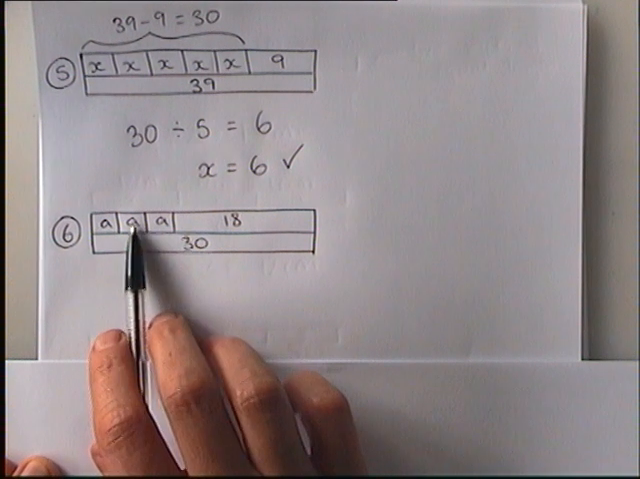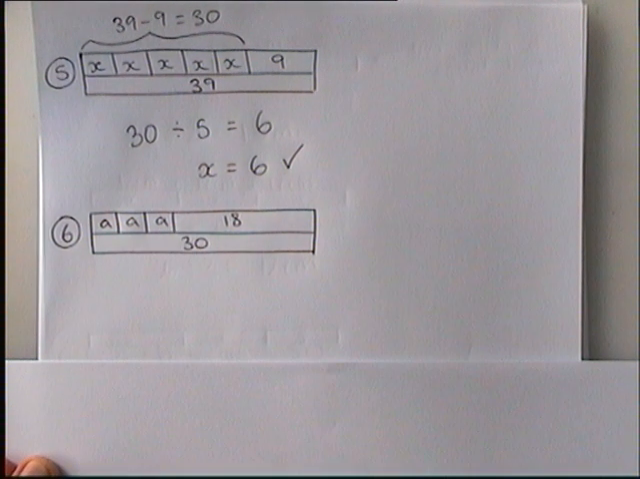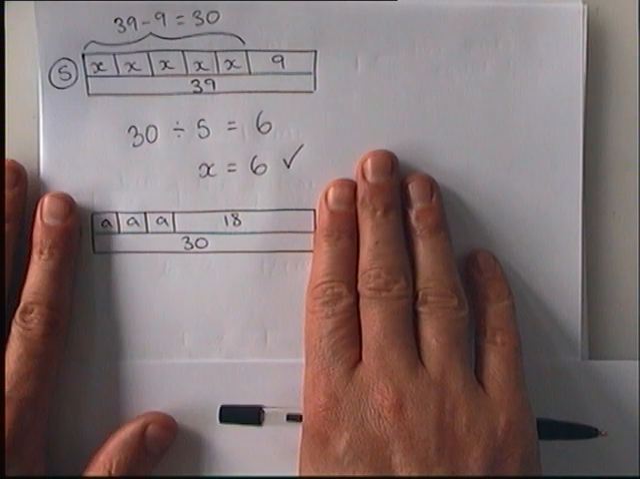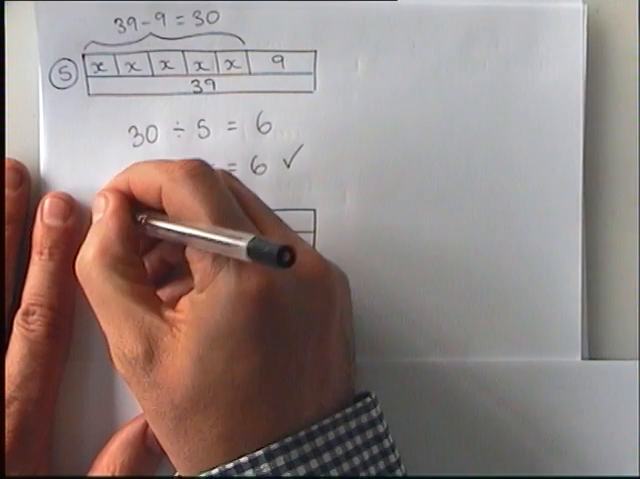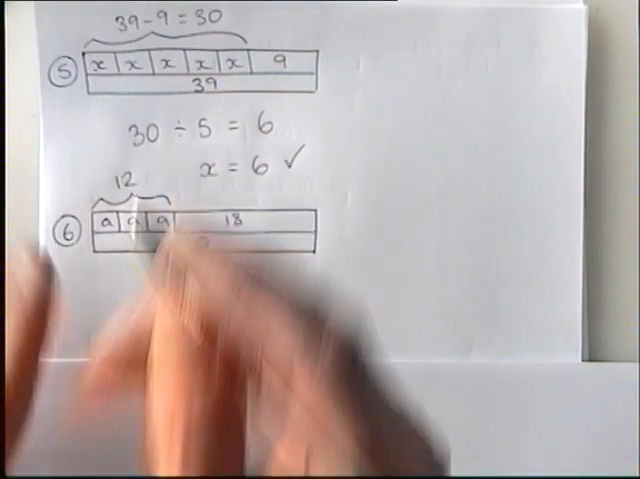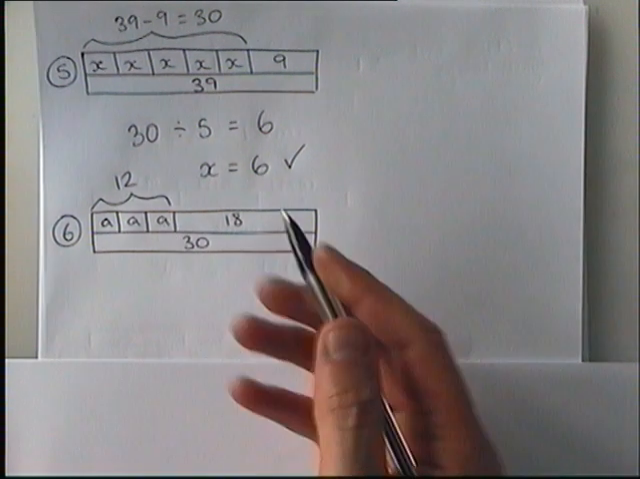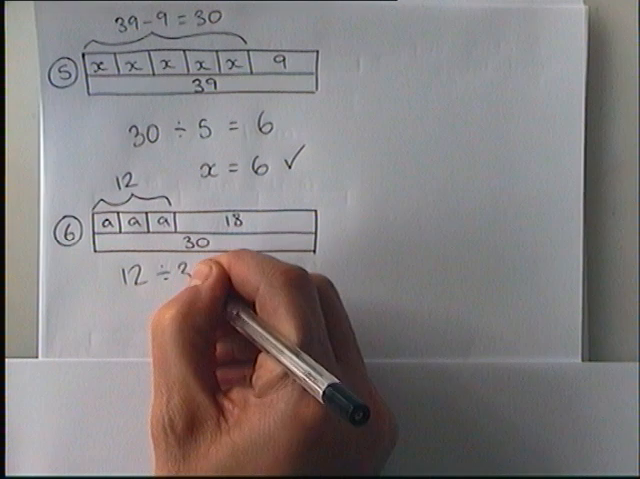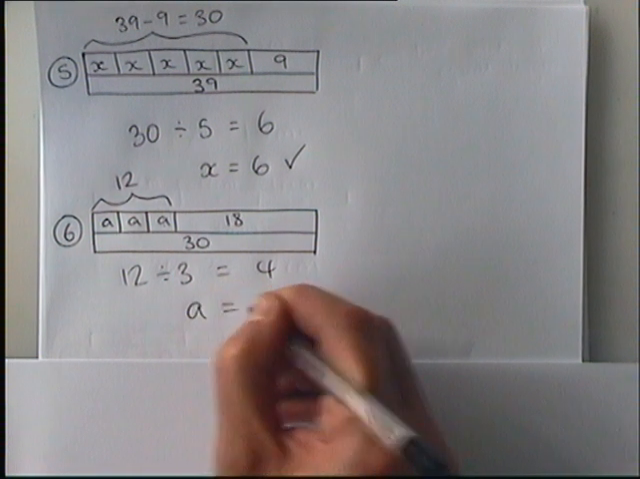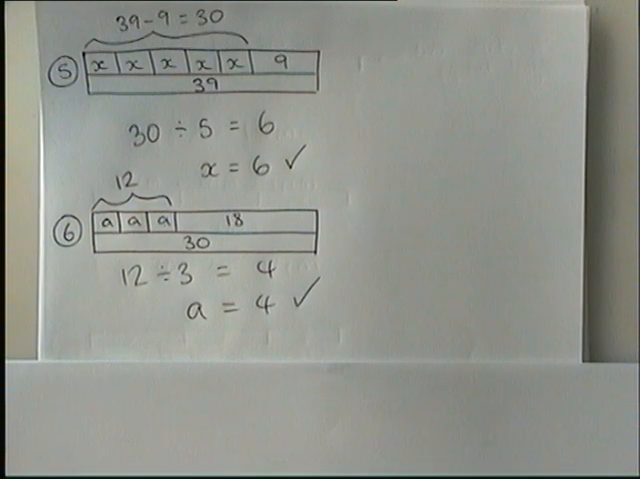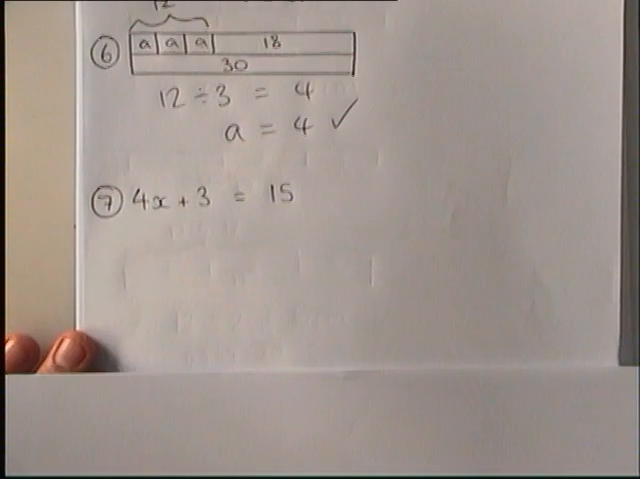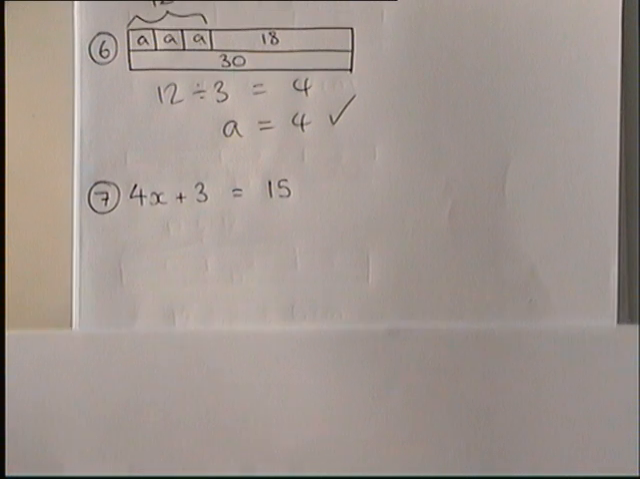Here's another one. I've chosen to go with A in this case rather than X, just to illustrate that when we're doing algebra, you can use different letters, but if you're asked to solve an equation, you still have to find out what that letter represents. What number does that letter represent? So let's do as we've done before. We've got 30 as the total length. Take away 18 leaves us with 12. And if that 12 needs to be split into 3 equal bits, so we say A equals 4.